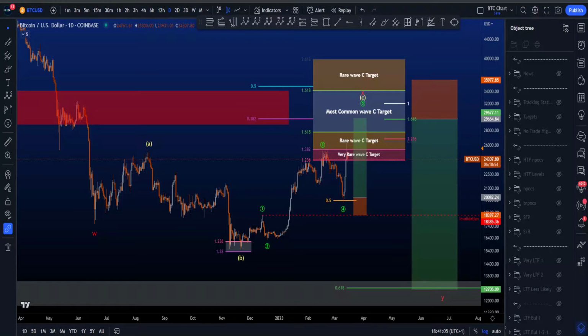Hi everyone, let's go through my preferred bullish and bearish scenarios on the high time frame, the medium time frame and the low time frame, including potential trading setups.